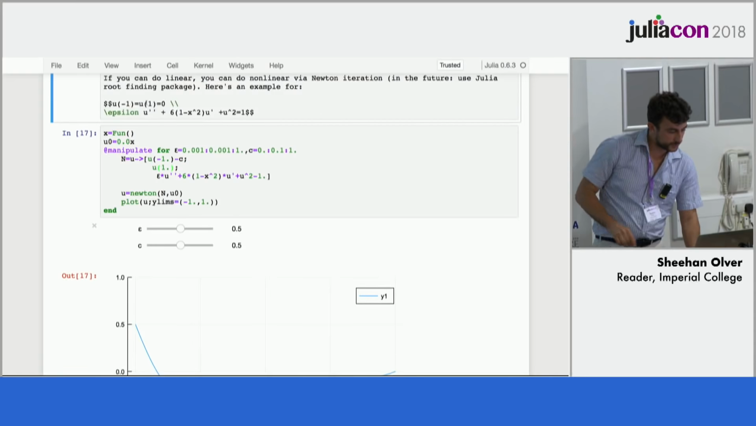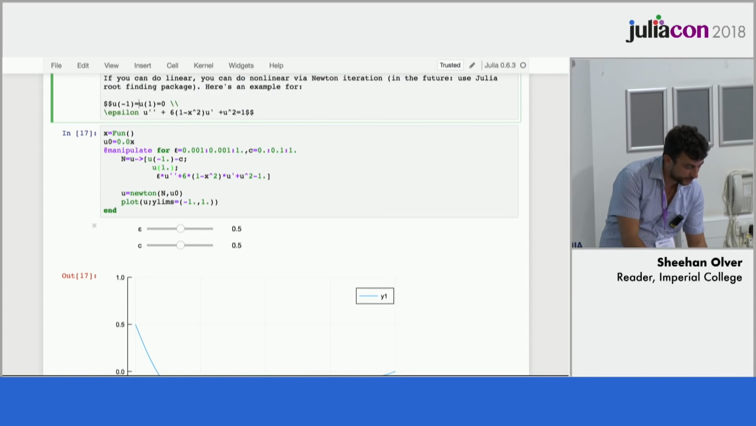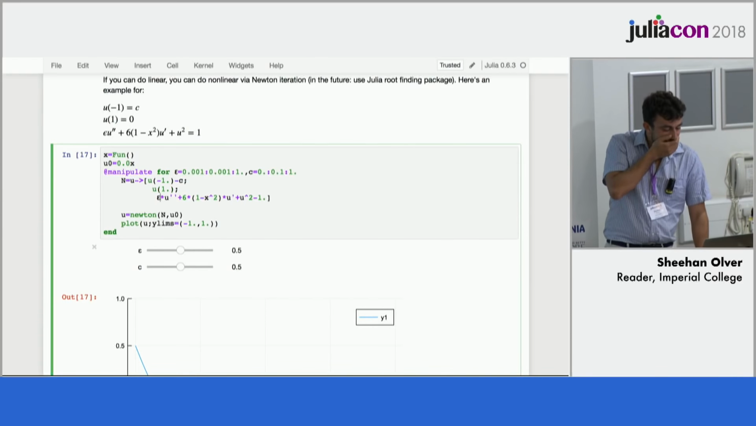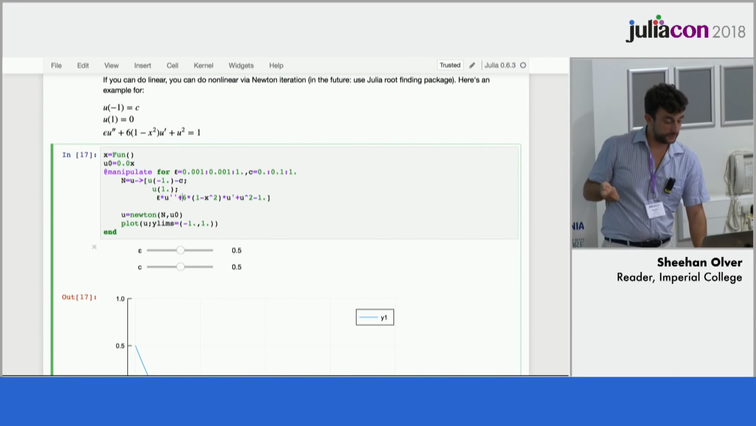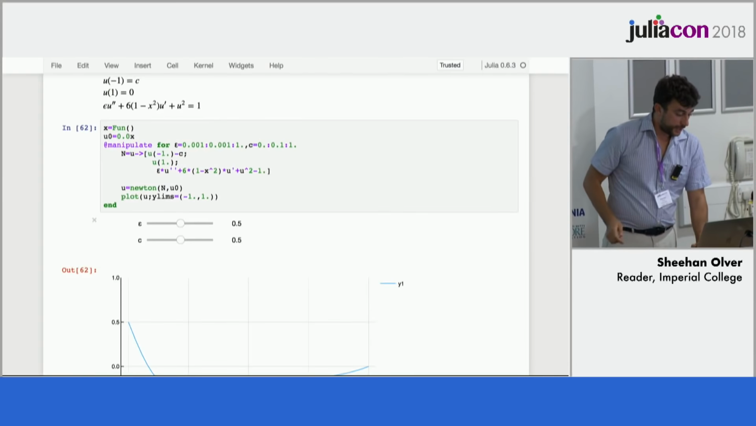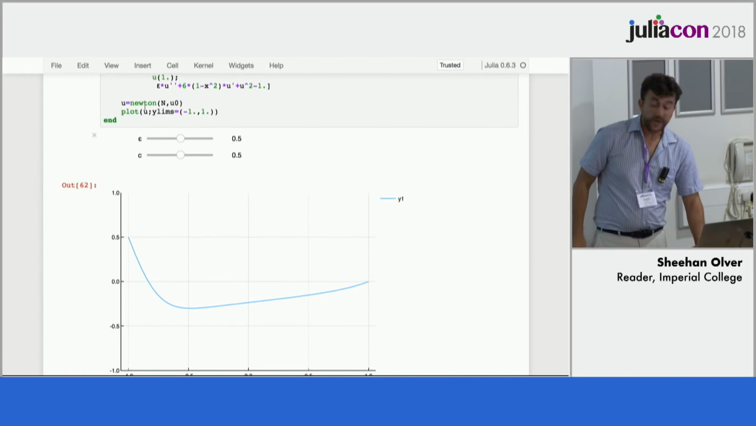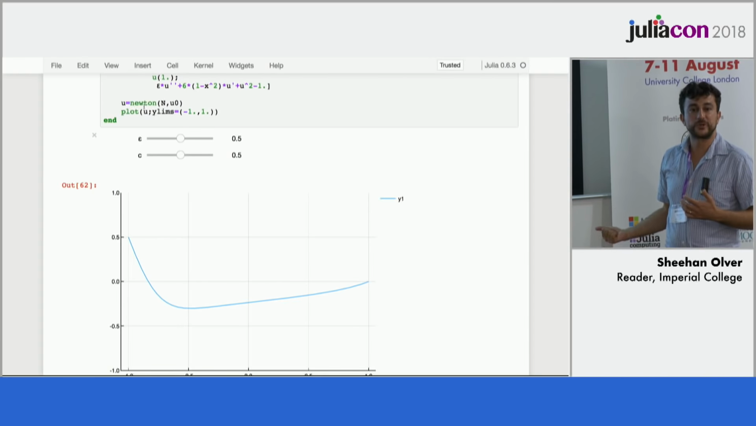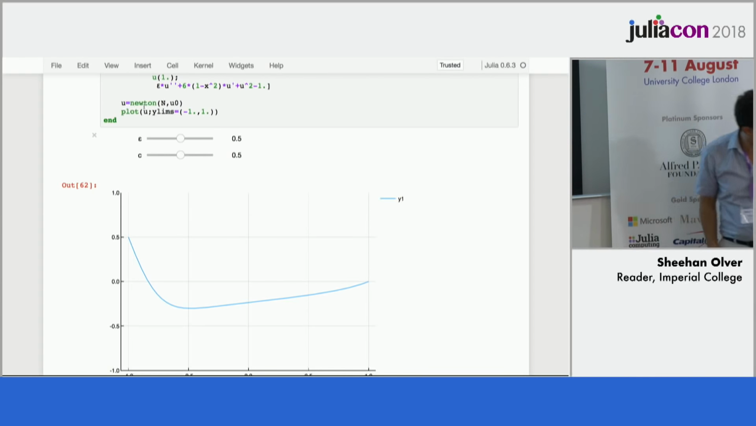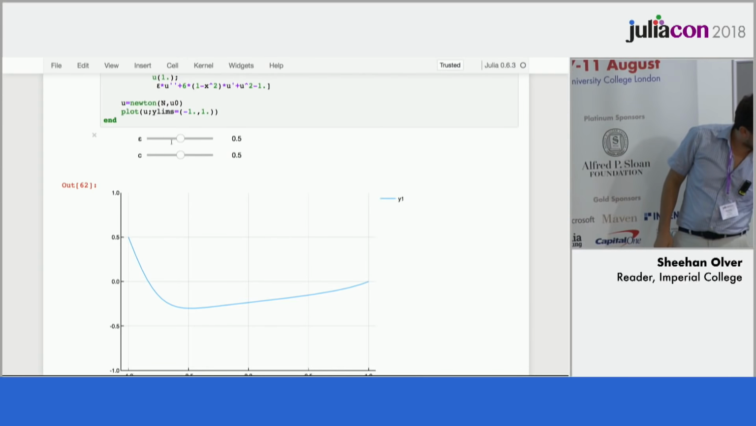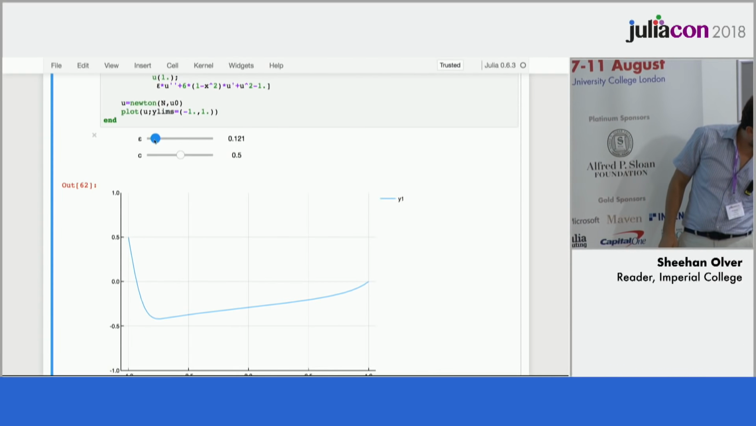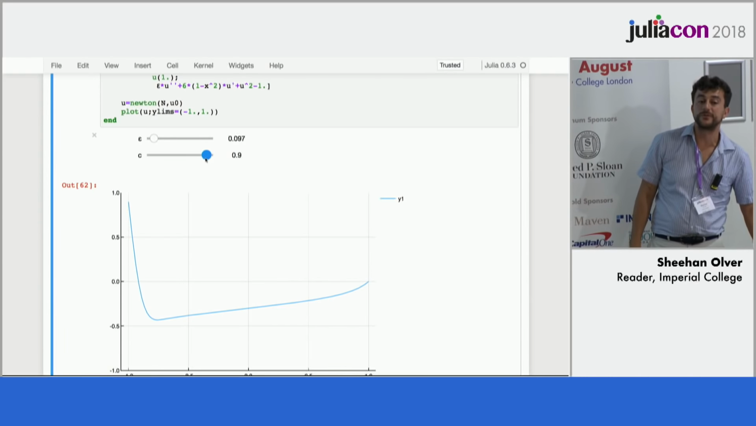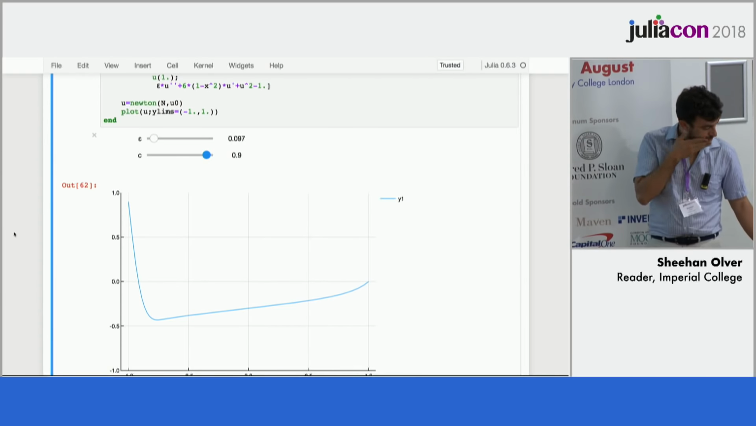Oh, I didn't do that right. C at minus 1, 0 at 1. And then it solves this differential equation. And essentially what's going on behind the scenes is it's doing Newton. If you can do linear, you can do nonlinear via Newton iteration. That's a hand-wavy statement, but it's true. And we can see that even though it's nonlinear, it's fast enough that we can solve the equation on the fly.